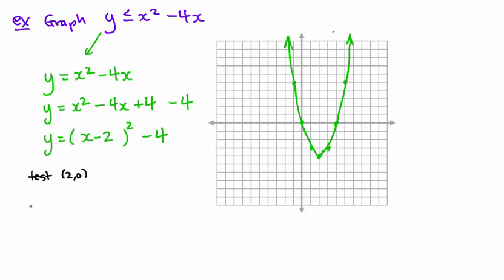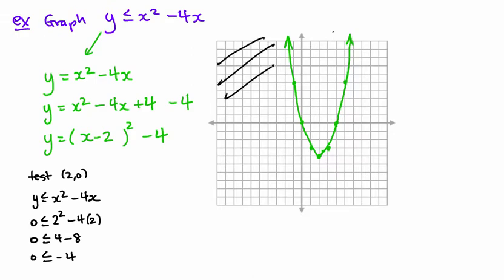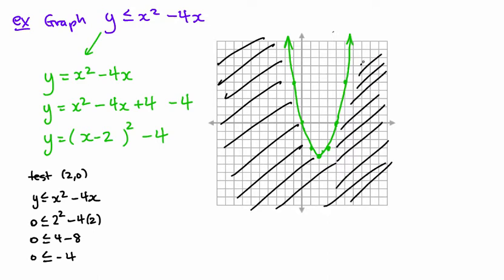And you test it into the original inequality, which was this, so y is 0 and x is 2, so 0 less than or equal to 4 minus 8, is 0 less than or equal to negative 4. No, it is not. 0 is bigger than negative 4, so it's not the area inside the parabola. The solution is this giant area outside of the parabola. And that's all you have to do.